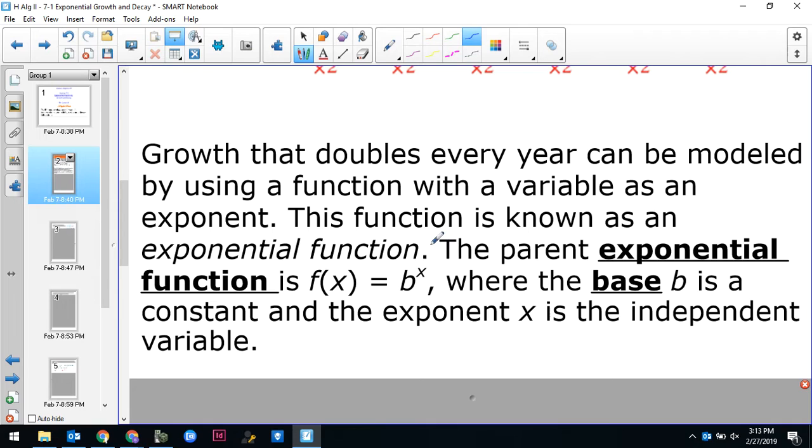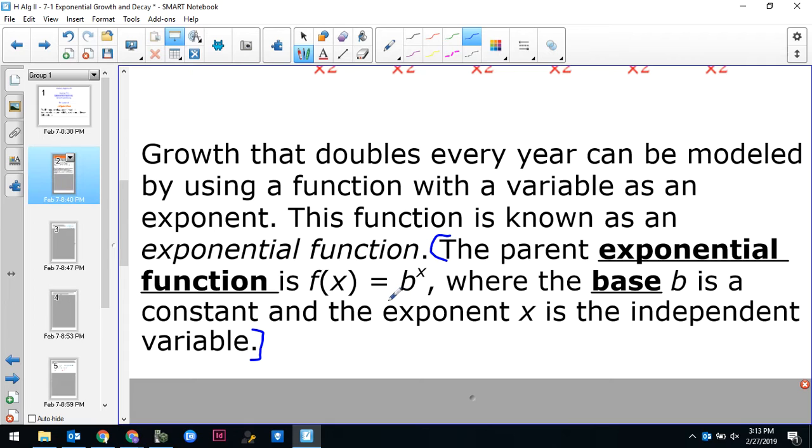Let me get a marker here. I would write down this. The parent exponential function is f of x equals b to the x, where b is the base, which is a constant, and the exponent x is the independent variable. I would write that down. That's our definition. That's our exponential function.